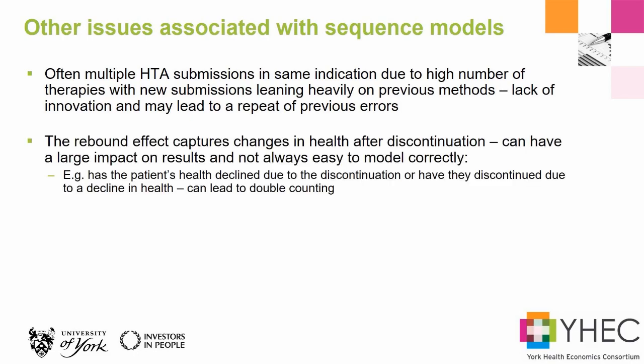Second of all is the rebound effect. The rebound effect captures changes in health after discontinuation, and this can have a large impact on results, but it is not always easy to model correctly. So, for example, has the patient's health declined due to the discontinuation from the treatment, or in fact have they actually discontinued because they've already declined in health? In certain models, you may actually capture both of these events separately, which can lead to double counting and an overestimation of the decline in health, which will obviously have an impact on the overall cost effectiveness estimates.